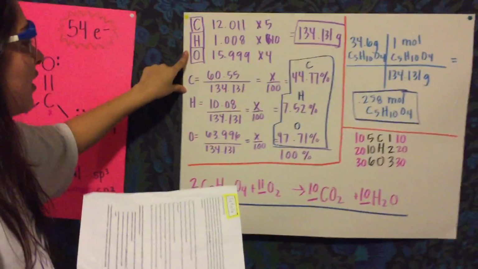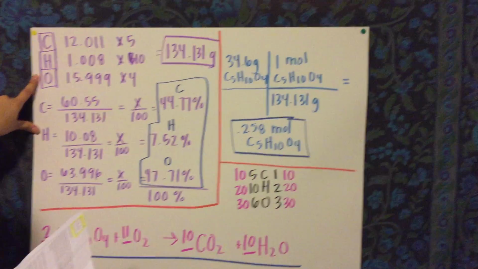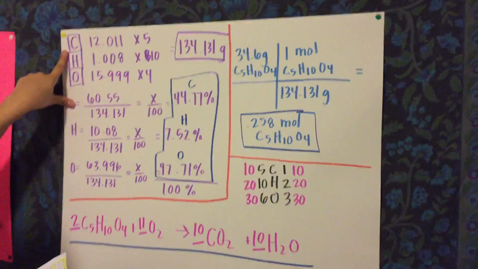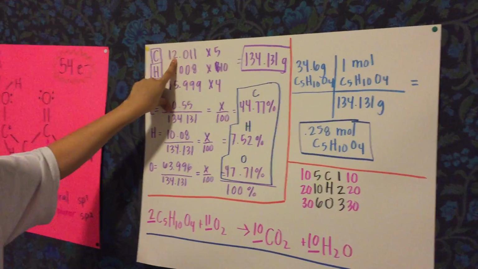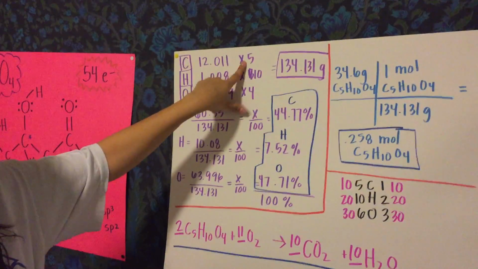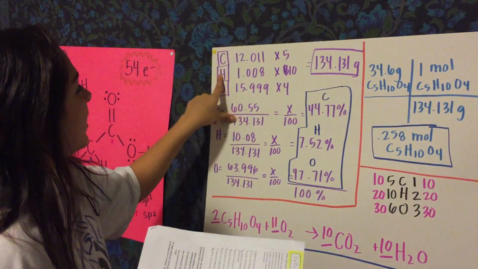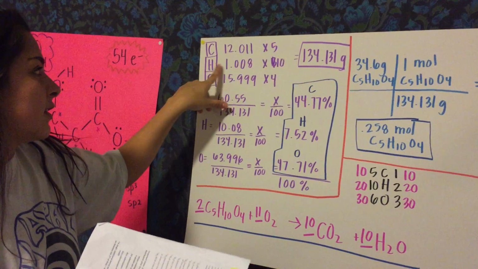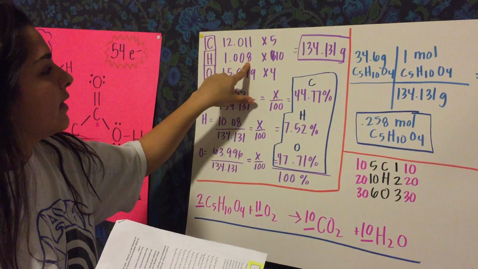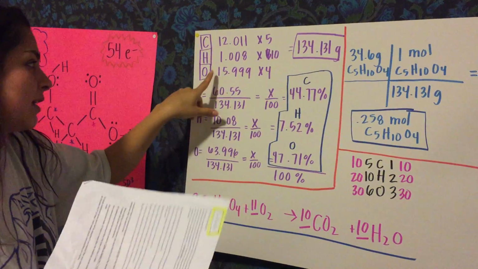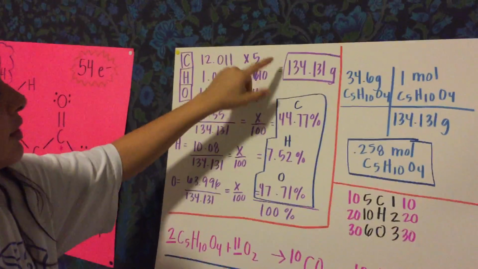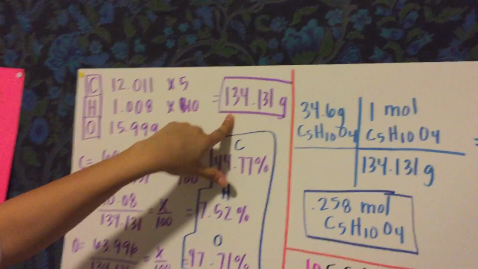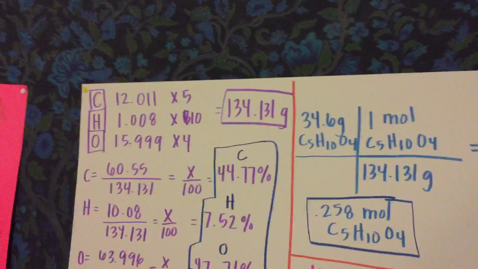And then over here, I found out the percent composition of each element, and I did that by looking at carbon first, and each atom of carbon weighs 12.01 grams, and I multiply that by 5 because there are 5 carbons in our molecule. And then did the same for hydrogen. I looked at its atomic weight, and it's 1.008, and I multiplied that by 10. And then for oxygen, I did the same, 15.999 times 4. And I added all those numbers up, and I got 134.131. That's the total weight of our molecule.